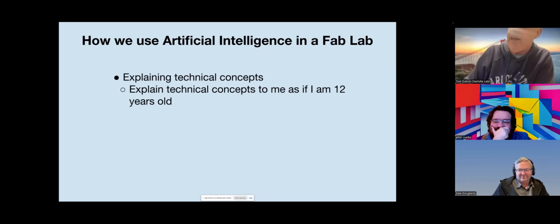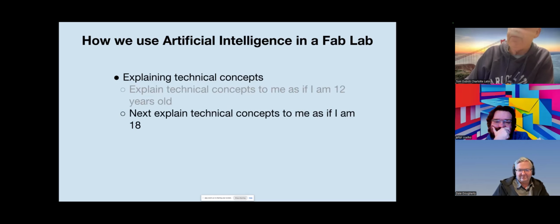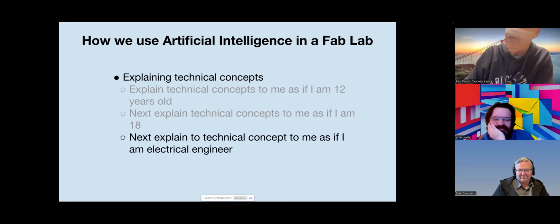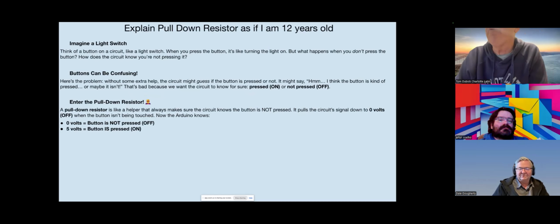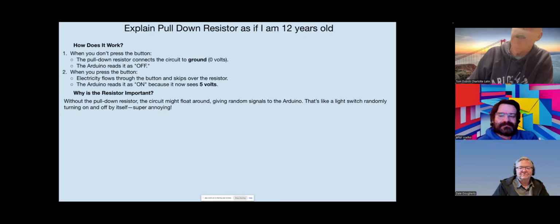Explain the technical concept as if I'm 12. Then, once I understand that, explain it to me as if I'm 18. And if I need to, explain it to me as if I'm an electrical engineer. So here's a perfect example: explain a pull down resistor as if I'm 12 years old. So imagine a light switch. You're telling the sixth grader, and they can read this. You can make it a PowerPoint, or explain it yourself, but explain it where a sixth grader can understand it, and then explain how it works.